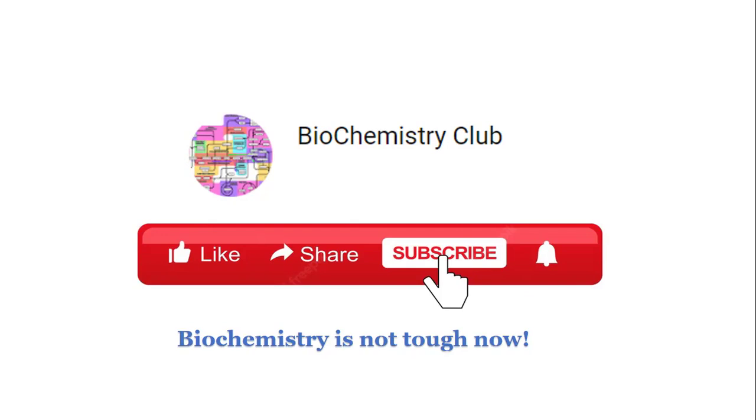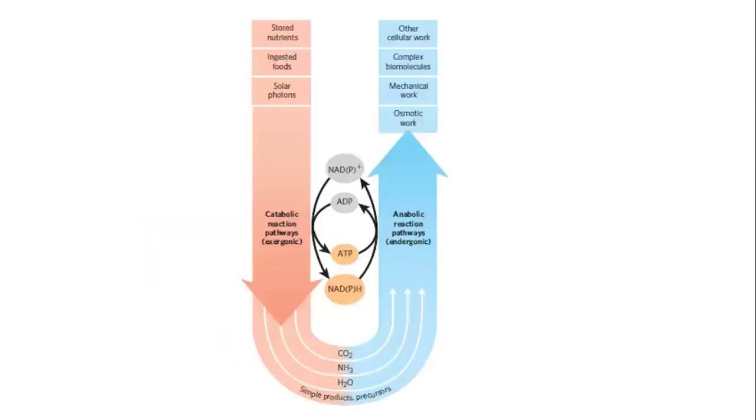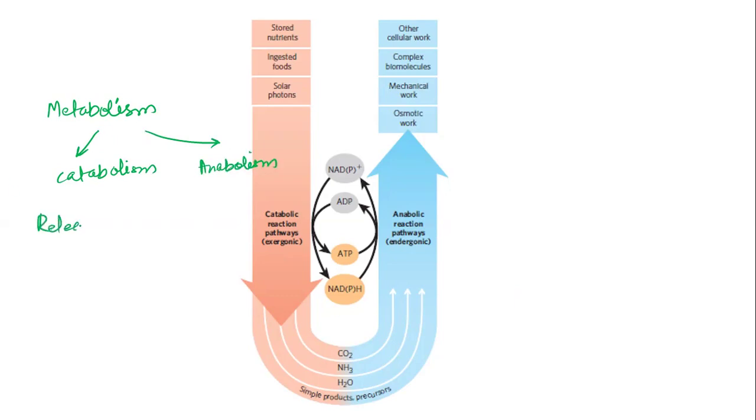Welcome to the second lecture of the series, and today we will discuss how the exergonic and endergonic reactions are coupled. So inside the living organisms, the sum of all metabolic reactions is collectively called metabolism, and the metabolic reactions can be classified as catabolic reactions or catabolism and anabolic reactions or anabolism. Catabolic reactions release energy, and anabolic reactions demand energy.